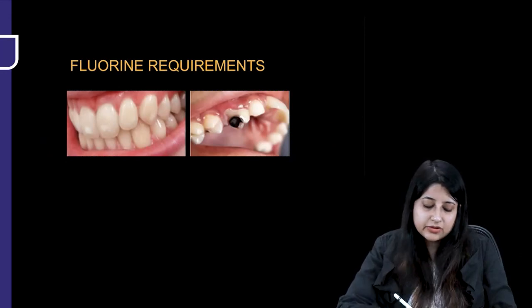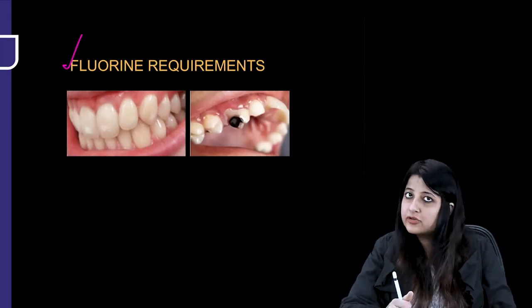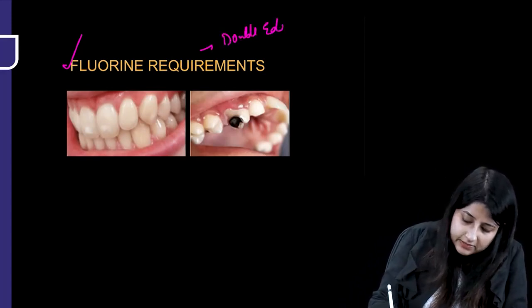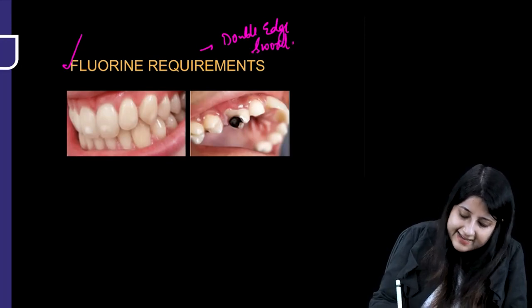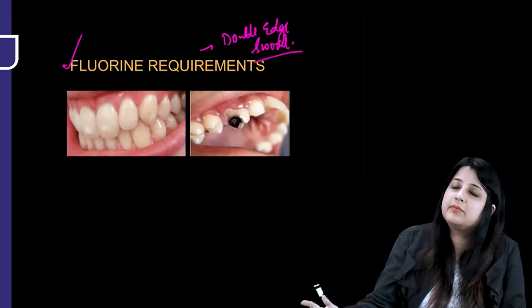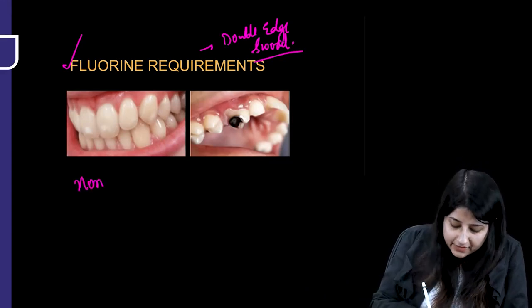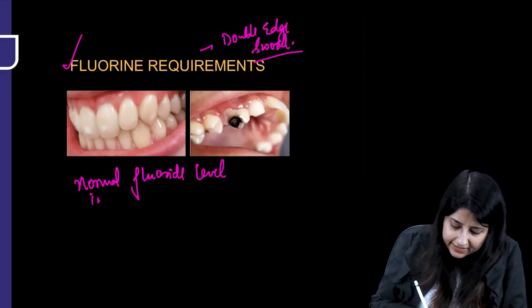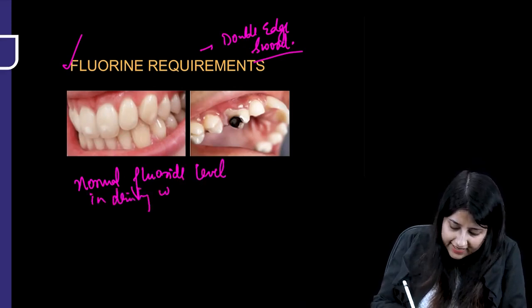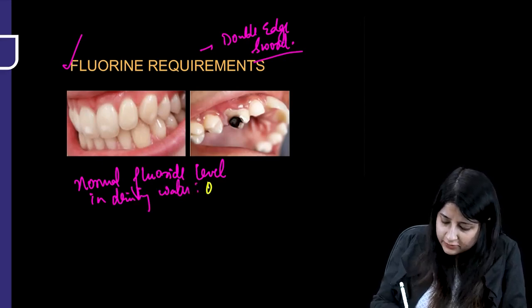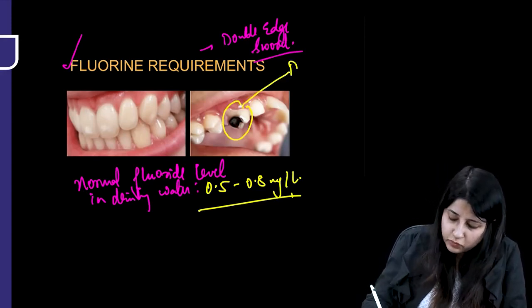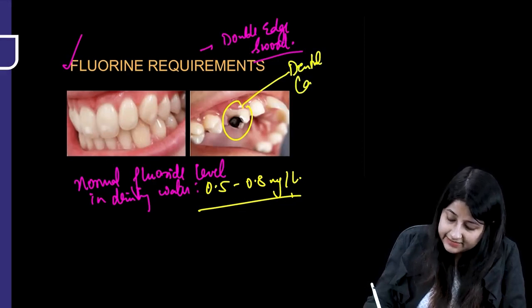Another trace element which is asked is fluorine. Can you look at these two images? Fluorine is known as a double-edged sword. Why? Because excess of fluorine is a problem and less of fluorine also. Remember the normal fluoride level in drinking water. How much is it? It is 0.5 to 0.8 milligram per liter. If there is less than 0.5, this is what happens: dental caries.